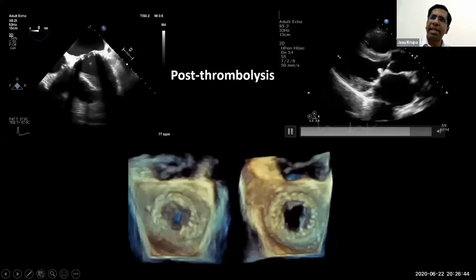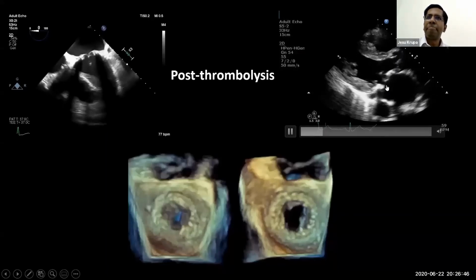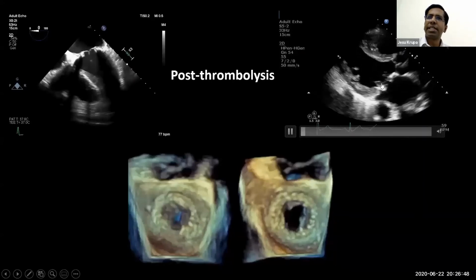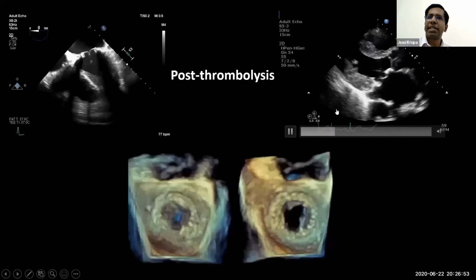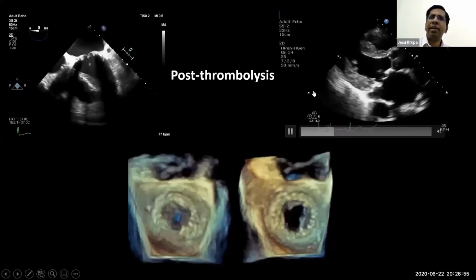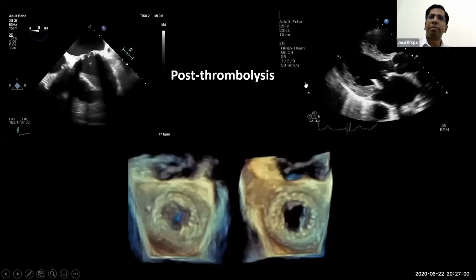So we are supposed to see how thick the leaflets are, whether there is any mass that you can appreciate, what is the mobility of those leaflets, whether there are any other clots, is the patient in AF, what is the LV function like. All these things we assess when we are assessing a bioprosthetic valve.